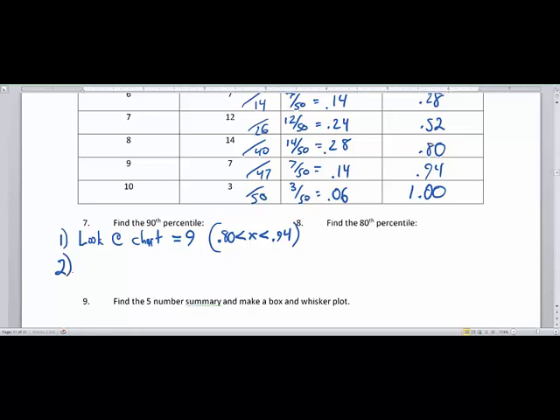Another way to look at this with a little bit more mathematics is you can take your sample size, n, and multiply that by the percentile, which is 0.90 in this case.